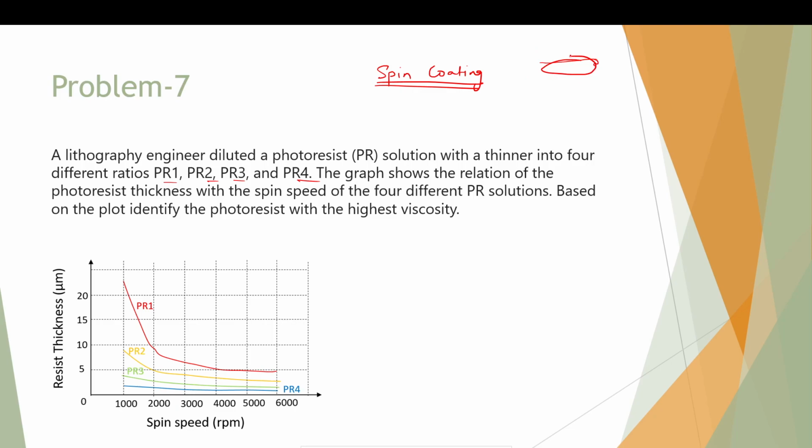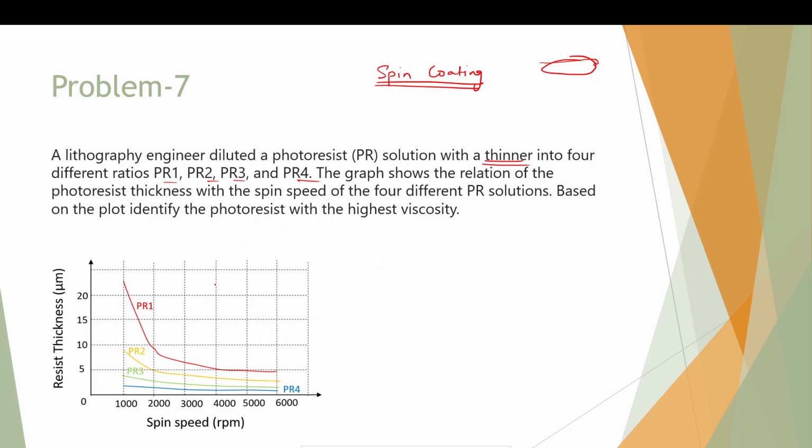so for getting the desired thickness of films also we do this thinning. And also the thickness of the film will determine the dosage that you will require while doing the optical lithography. So for all these things we quite frequently use thinners, and these thinners will decide the thickness of the photoresist.